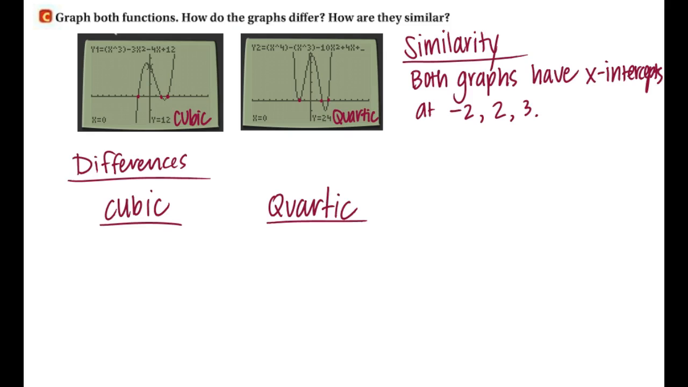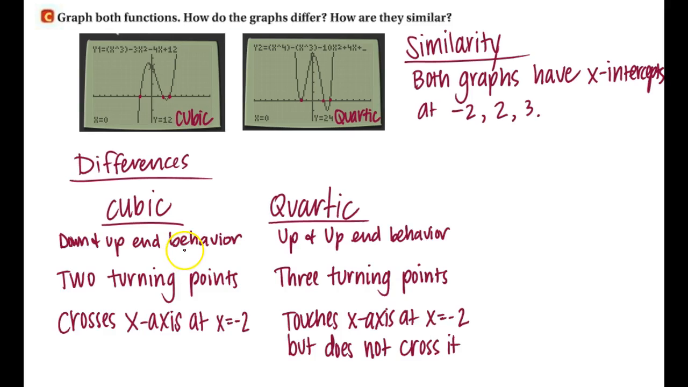Taking a look at both of these graphs, I noticed that they have x-intercepts at negative 2, positive 2, and 3. So that is the similarity that they share. They do have several differences, so now let's discuss those. The first difference is that of the end behavior. You can see in the graph that the cubic function has a down and up end behavior.